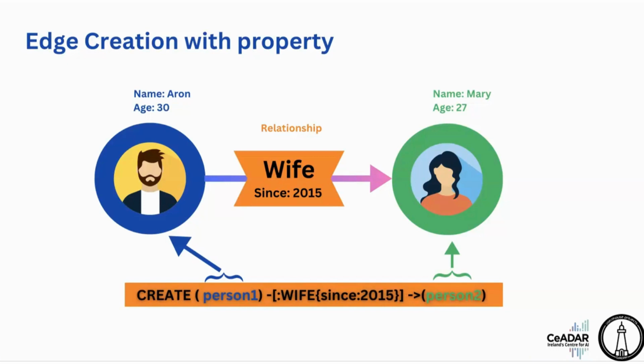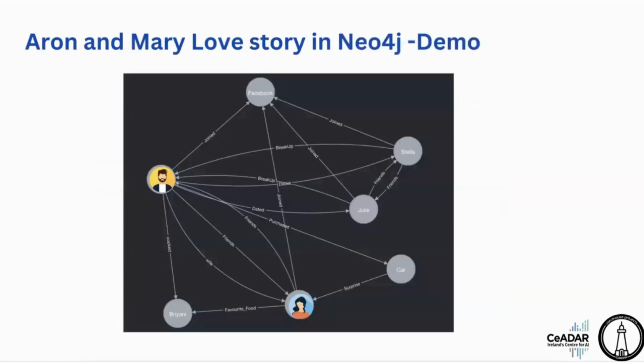We think about a network with multi-million users like Facebook, and Aaron is just a single node in it, and Mary is also another node in it. Likewise, they will be connected with multiple nodes and edges on Facebook if they were on Facebook. So let's start with another implementation of Aaron and Mary's love story using a Neo4j demo.